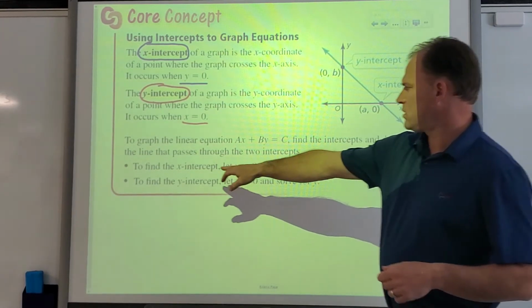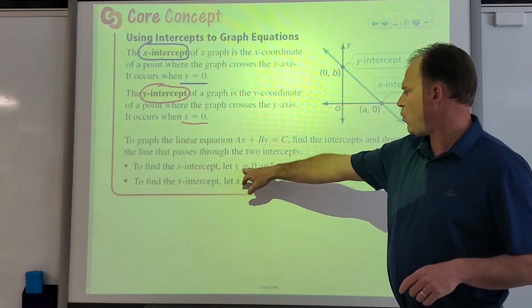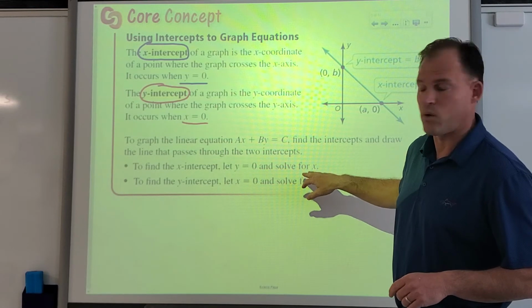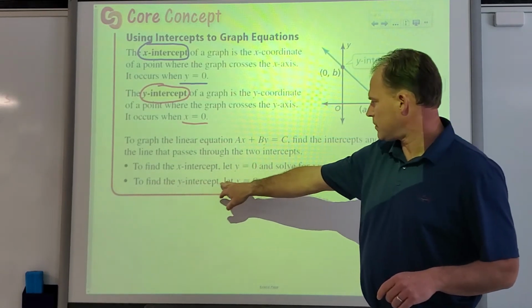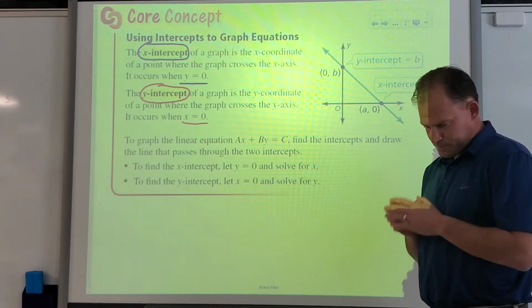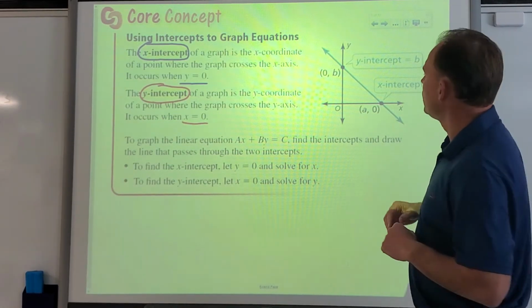What does that mean? Well, to find the x-intercept, let y equal 0, solve for x. Write this down. To find the y-intercept, let x equal 0, solve for y. I'll pause if we need to. Get this written down.